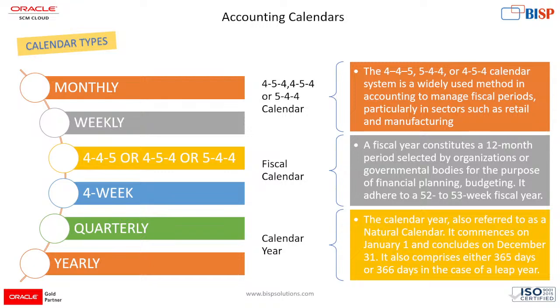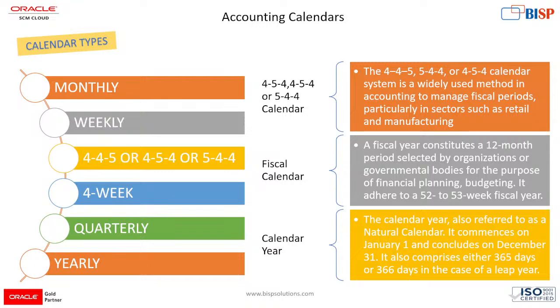To simplify the creation and maintenance of the accounting calendar, the application automatically generates common calendars such as monthly, weekly, 445, 454, 544, 4 weeks, quarterly, and yearly. Furthermore, utilizing the period frequency option eliminates the need to manually define each period, thereby enhancing efficiency.